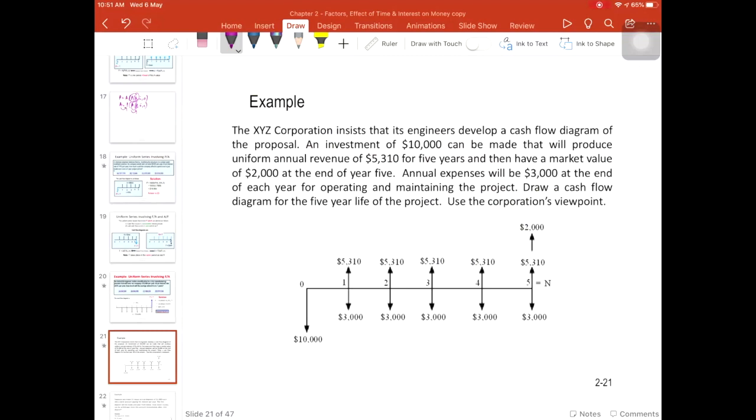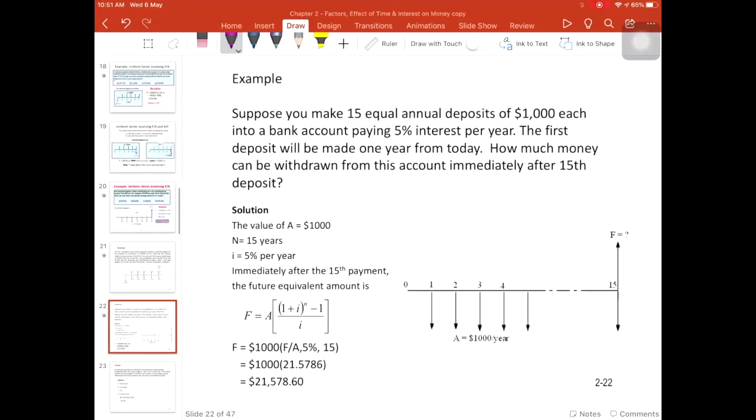Okay, there's quite a lot of information here. You have to draw one by one. Okay, boleh, make sure you understand this one. Alright, next.